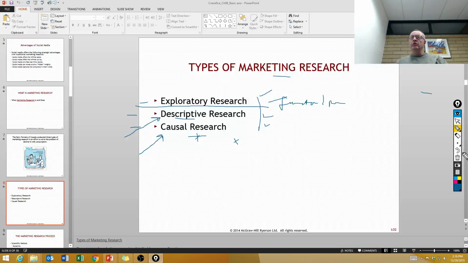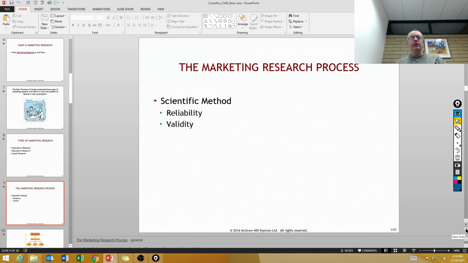Okay, so off we go to the marketing research process. Good marketing research is based on a scientific approach, which means that it's based on observed data, and it's based on the unbiased collection and analysis of observed data. And so we have two criteria to determine whether or not our method is scientific or not.